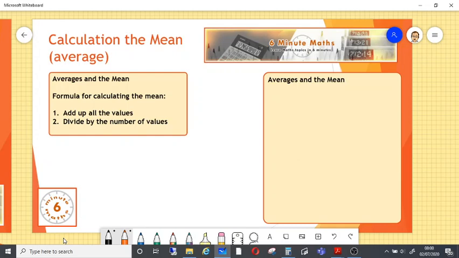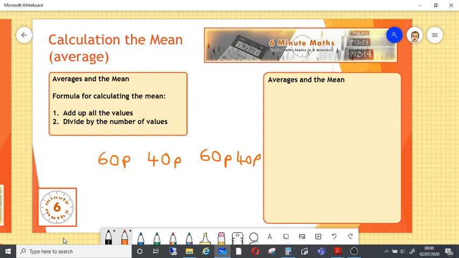Let's say I go to a shop and I price up some packets of crisps or some cans of Coke. In the first shop I went into, a can of Coke was 60 pence. In the second shop, a can of Coke was 40 pence. Third shop, 60 pence again. Fourth shop, 40 pence.